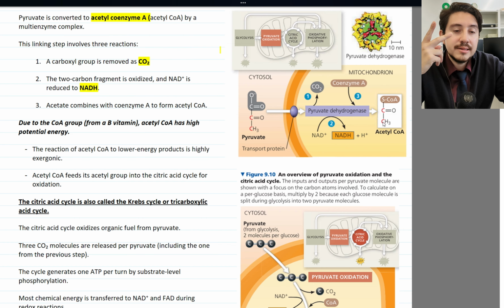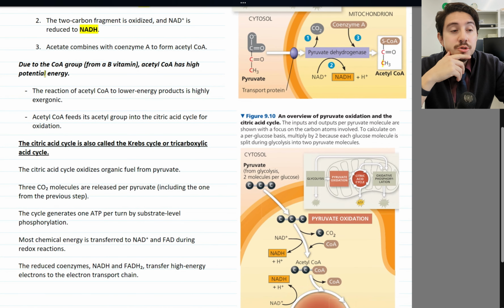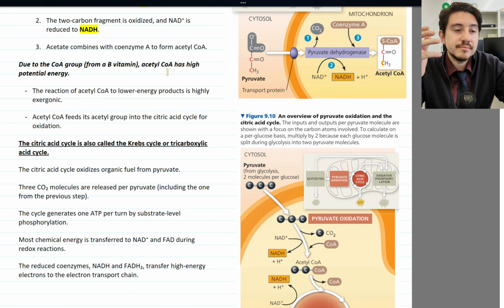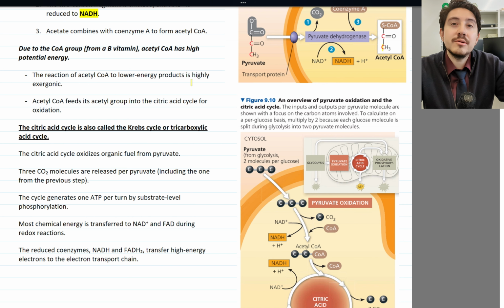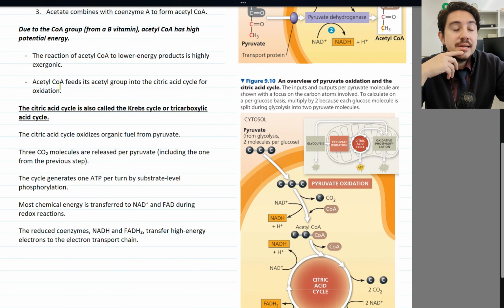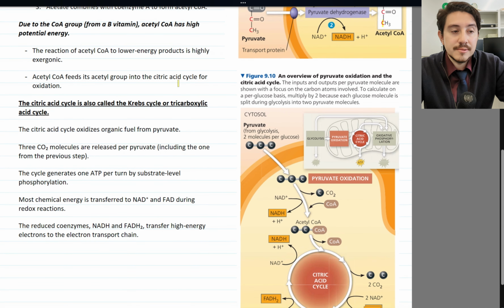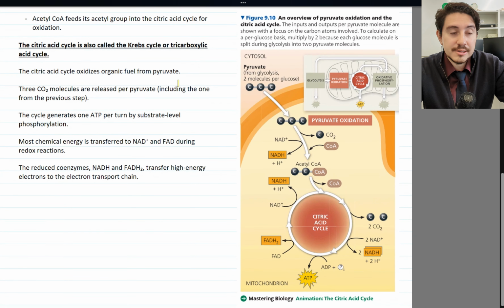Make sure you're understanding the play between the 2 molecules. Due to a CoA group from a B vitamin, acetyl-CoA has high potential energy. Just note that this acetyl-CoA has good potential energy, so the reaction of acetyl-CoA to lower energy products will be highly exergonic. So we can extract a lot of energy from them. Acetyl-CoA then will go into the citric acid cycle for further oxidation.